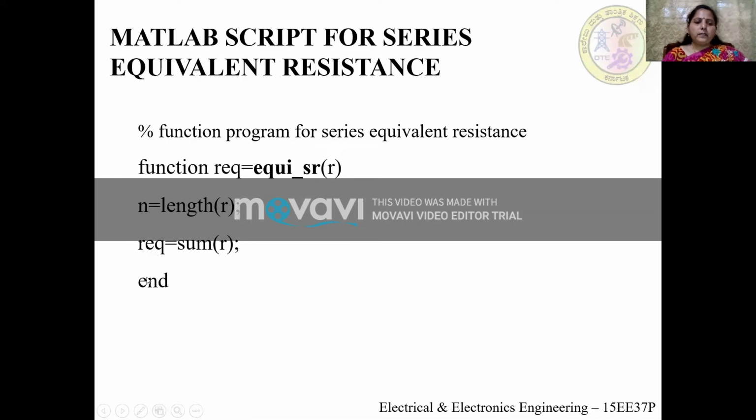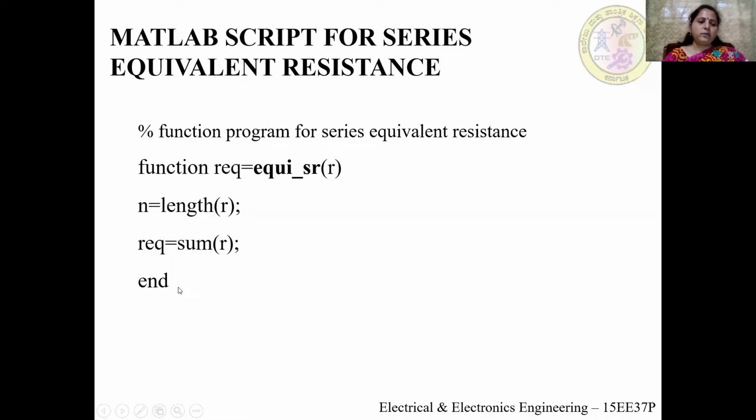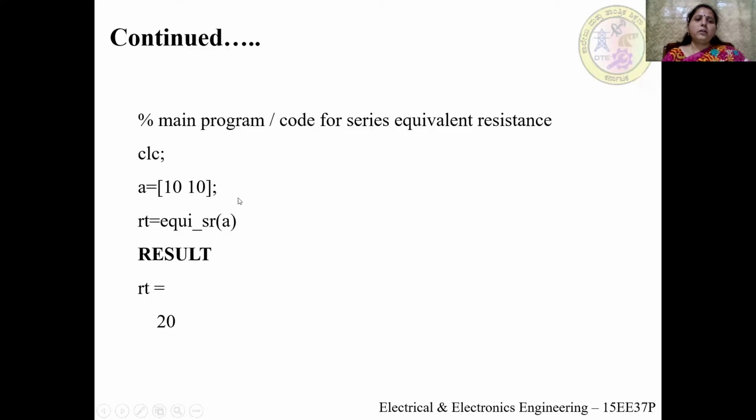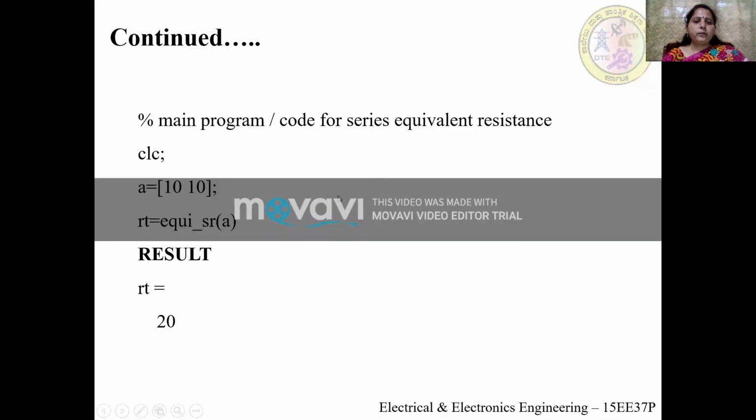Function should always end with an end statement. So I'm having an end here. Let's see the main program for series equivalent resistance now.